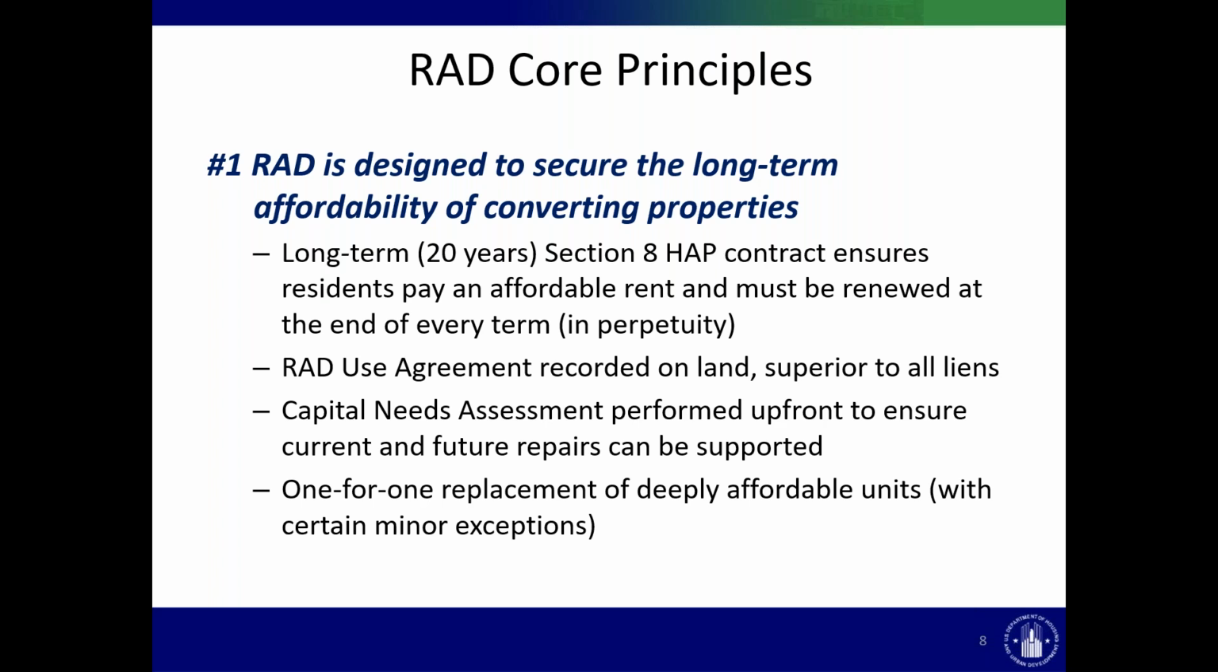So we permit certain minor exceptions. For example, we allow reduction of up to 5% of units in some cases, or for long-term vacant units that have been vacant for over 24 months. These exceptions are rarely used, so program-wide we have a very strong record of replacing nearly every single public housing unit that's converted.